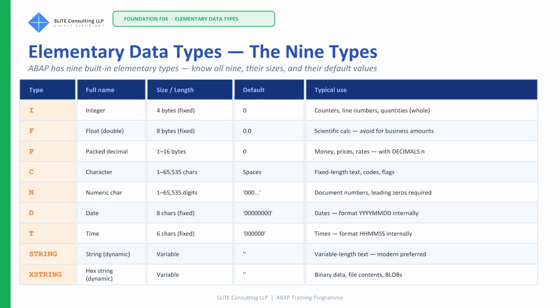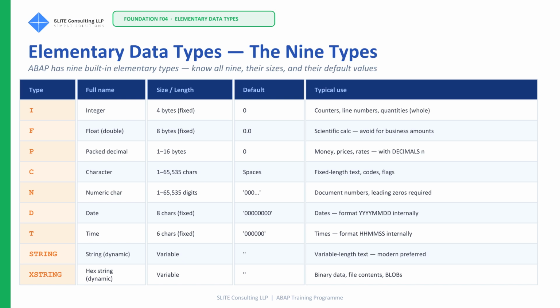ABAP has 9 elementary built-in types organized into 3 groups: numeric, character, and dynamic. The numeric group contains I, integer, F, floating point, and P, packed decimal. The character group contains C, fixed-length text, N, numeric character with leading zeros, D, date, and T, time. The dynamic group contains string, variable-length text, and X-string, variable-length binary. Let us go through them in groups.